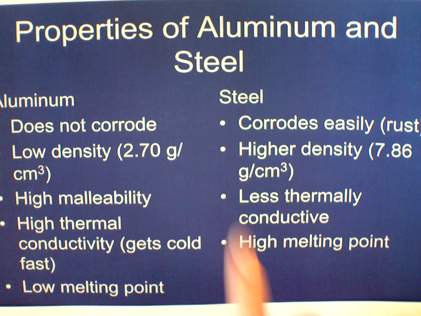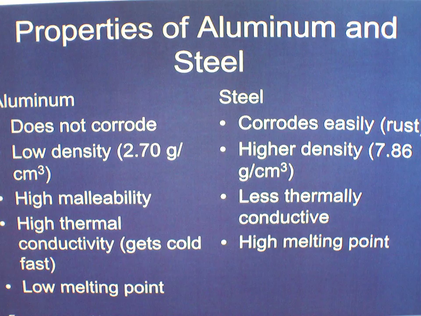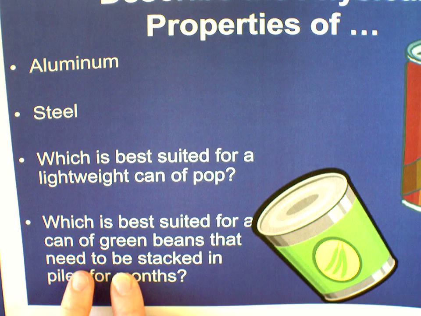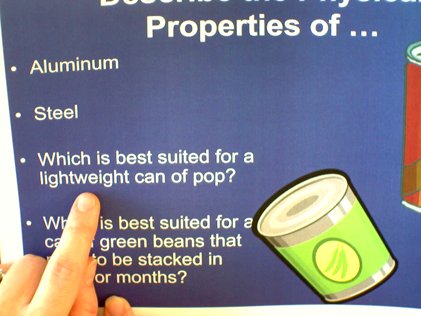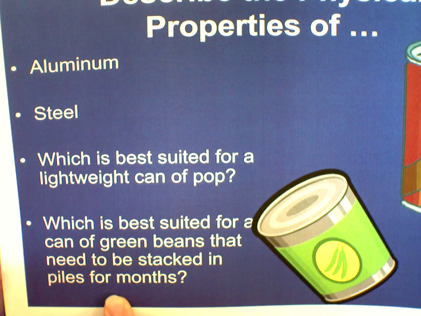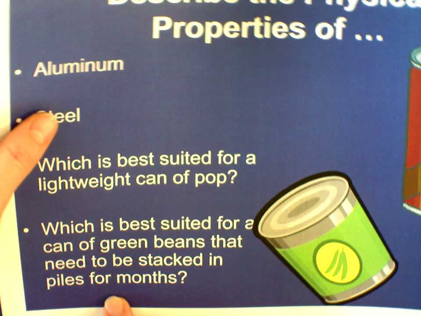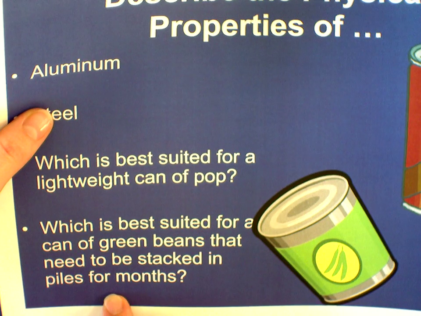So steel is really good for making cans for your green beans, because those cans are going to be stacked on top of each other for a long, long time. And maybe your can of pop should be lightweight, so that you can carry it around and have your can of pop wherever you want.